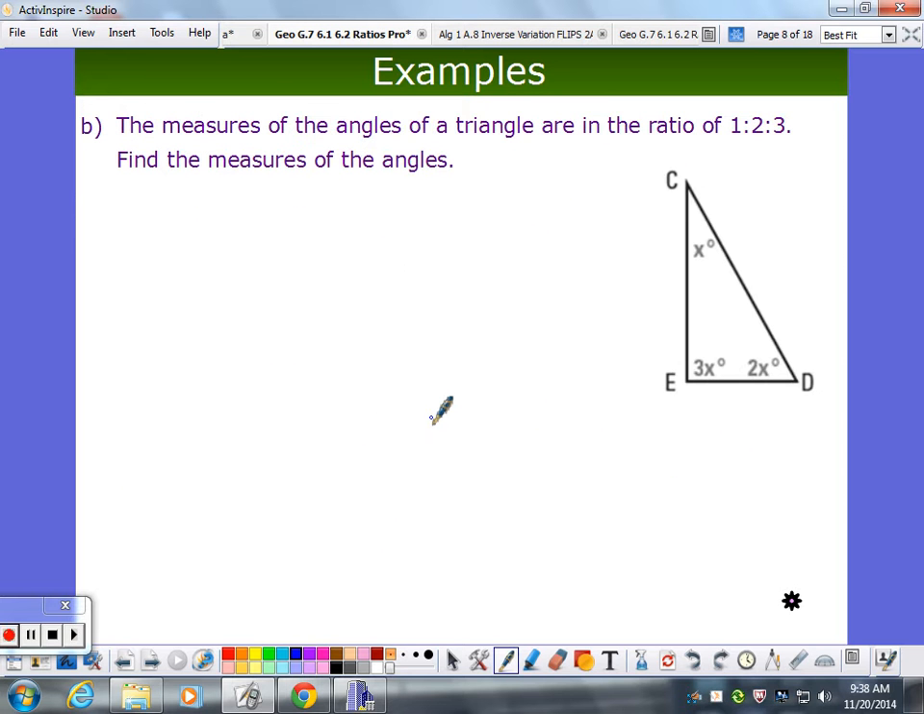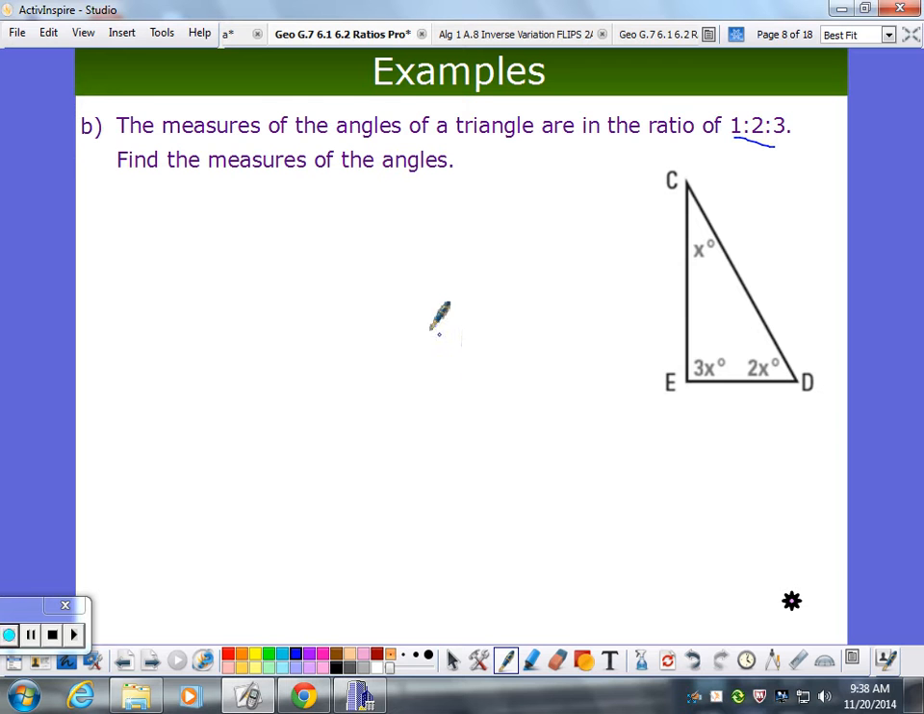Okay. All right, now let's look at example B. The measures of the angles of a triangle are in an extended ratio of 1 to 2 to 3. Find the measures of the angles. So when you get questions like this, draw a triangle. This ratio means if you divide the sides by the same number, you're going to get 1, 2, 3 in simplest form. I don't know what that number is, so I'm just going to make it x. So 1x is just x, 2x, 3x.